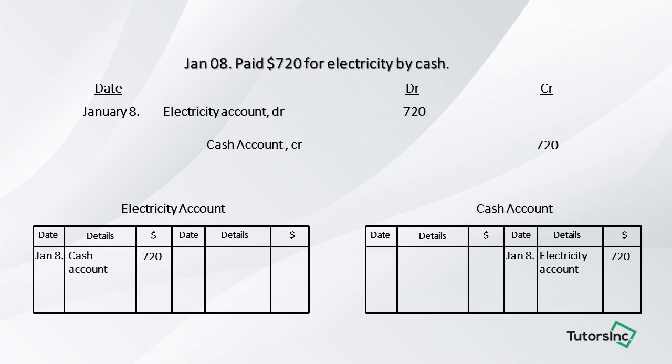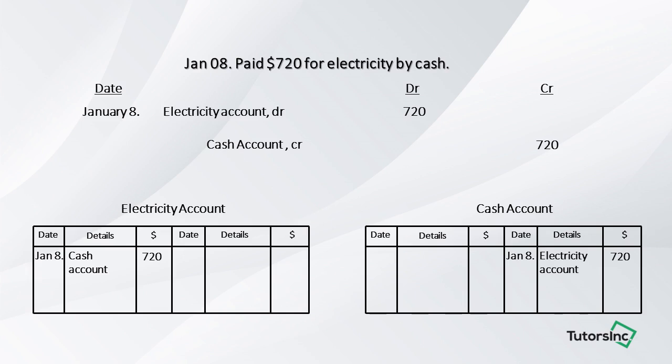Moving on to the next transaction, on January 8th, the business paid $720 for electricity by cash. So electricity account is going to be debited and cash account is going to be credited by $720. Just like the previous transaction, we have two accounts, so there are going to be two ledger accounts prepared, one for electricity account and one for cash account.